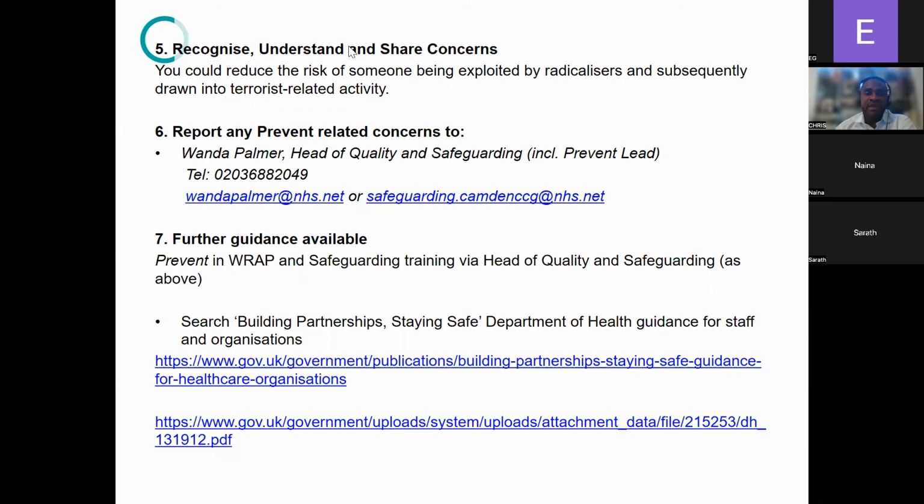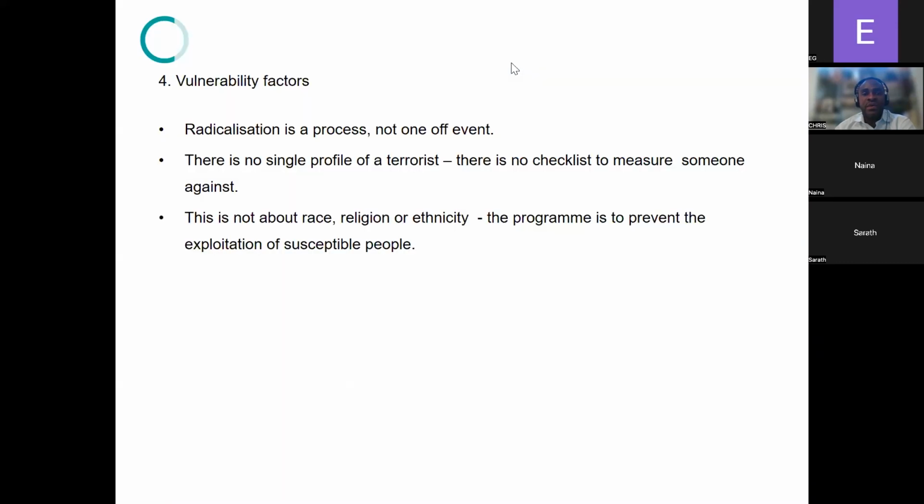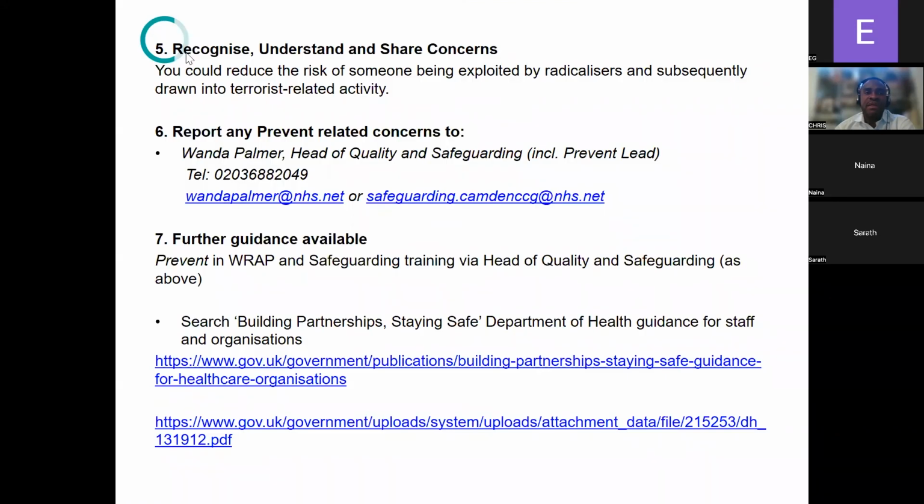Right, so when we are at the end of this, you come to that point of identifying people who are vulnerable. The next thing to do is you recognize, you understand, and you share your concerns. So you could reduce the risk of someone being exploited by radicalizers and subsequently drawn into terrorism-related activities. You recognize, you understand it, and then you share your concerns. You don't keep it to yourself, share with appropriate others.